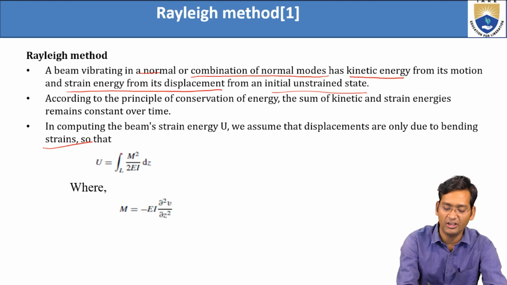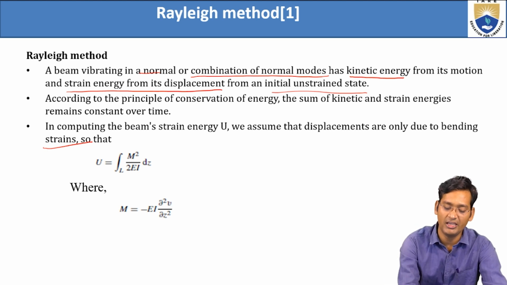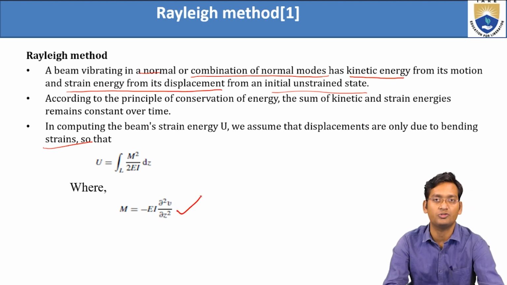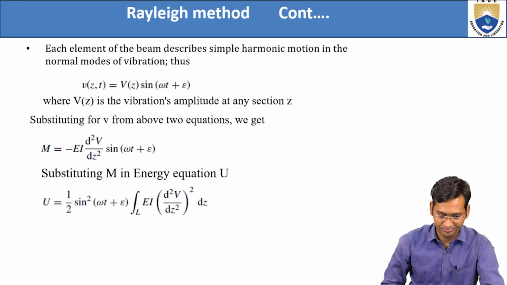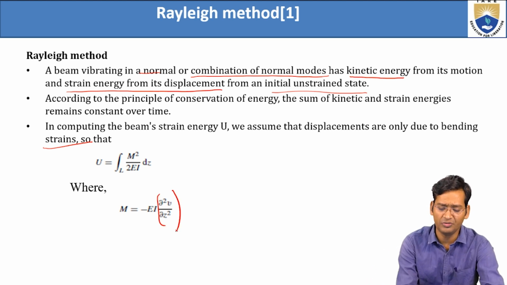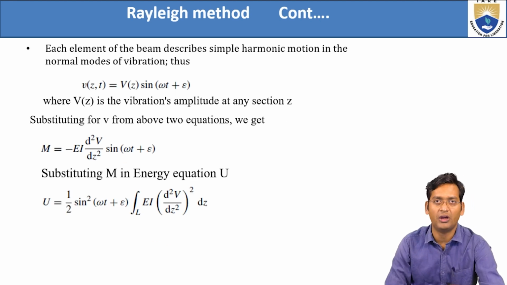This we had already seen: U equals integral from 0 to L of M squared by 2EI dz. This is the strain energy. Now what is M? M is minus EI d2V by dz squared. So this is our M formula. We can substitute that M here. But before that, we have to find this d2V by dz squared. Once we know this, we can substitute it here. So let's see how to find the V.